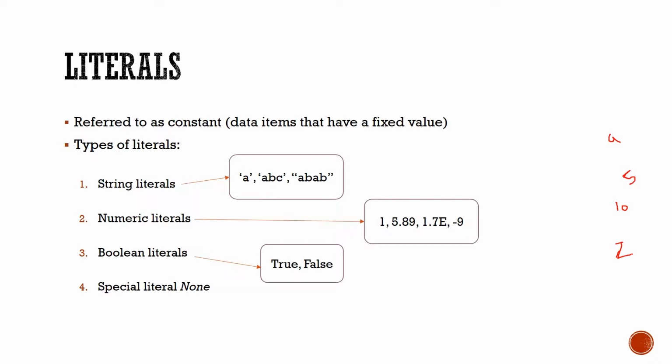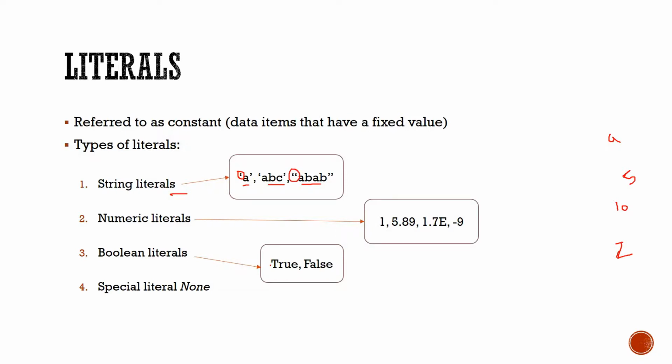We have 4 types of literals. First one is the string literal. In string literals, you can see over here, you can write a single letter, you can write more than one letter, or you can write a string. First, you write in single apostrophes, after that double ones. So these are all considered string literals.